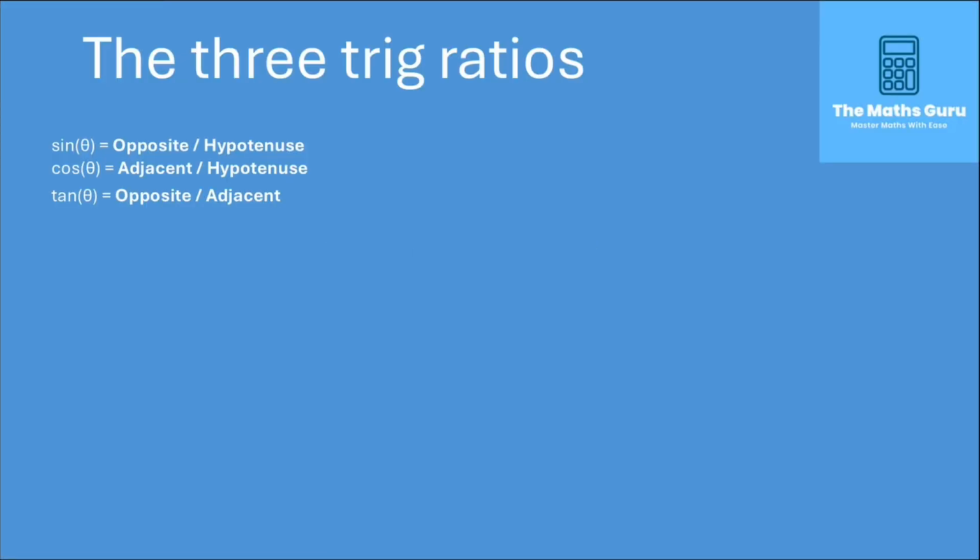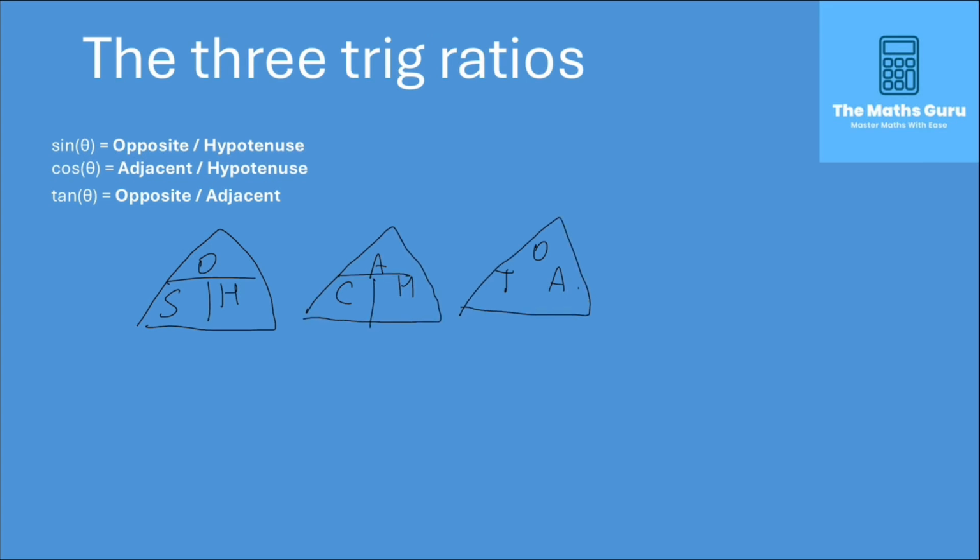So the three trig ratios or three trig formulas. Sine theta equals opposite over hypotenuse. Cos theta equals adjacent over hypotenuse. Tan theta equals opposite over adjacent. And the way we're going to remember this is SOH CAH TOA. These three triangles is all you need to remember for trigonometry.